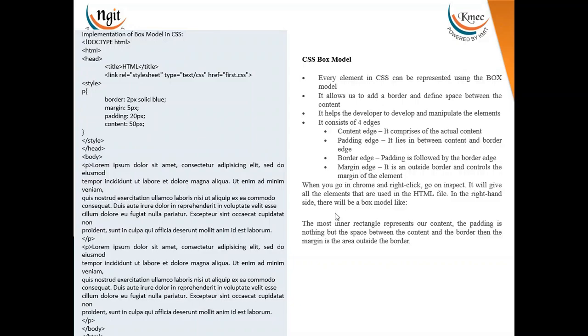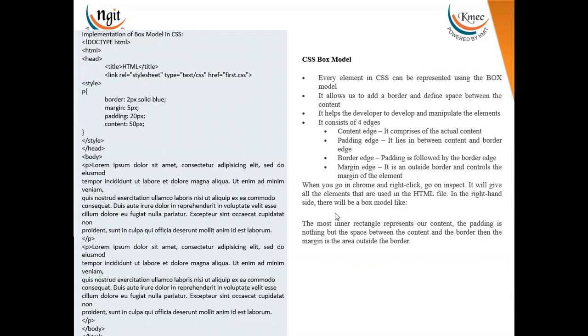The last topic in CSS is the CSS box model. Every element in CSS can be represented using the box model. It allows us to add a border and define space between the content, and it helps the developer to develop and manipulate the elements. There are four edges for the box: content edge, padding edge, border edge, and margin edge. The content edge comprises the actual content. The padding edge lies between the content and the border edge. The border edge follows the padding, and the margin edge is outside the border and controls the margin of the element.